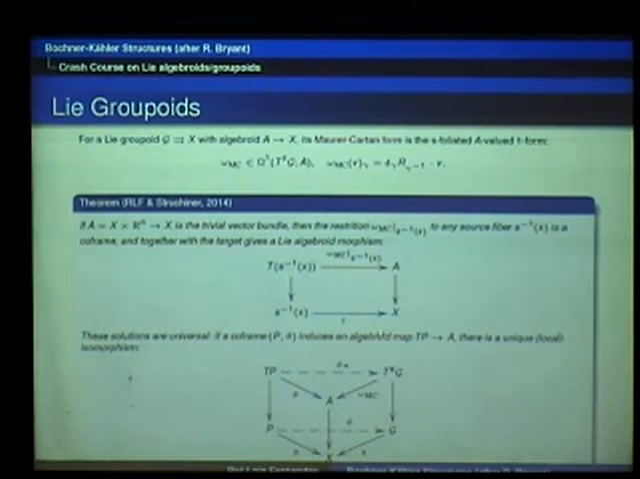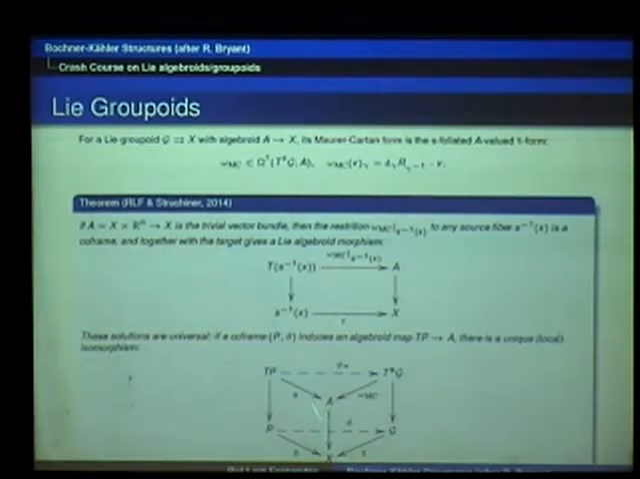And moreover, these things, they are universal. These morphisms, they are universal. In what sense? In the sense that if I start with a manifold with a coframe, which induces an algebroid map from the tangent bundle to A, it is basically of this form. So it's locally isomorphic to this. So these are universal. Okay?